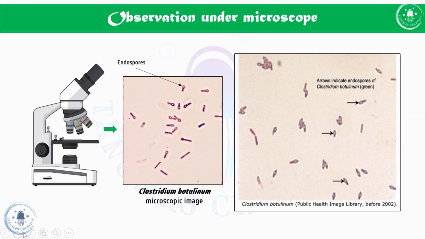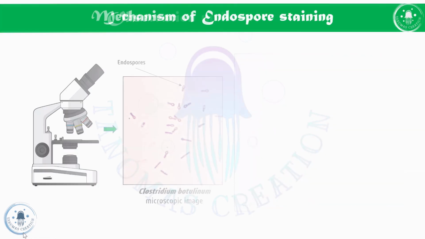Now this is the image provided by the Microbe Library. Here you can see in the Clostridium botulinum the spore has taken the green color, and the pink is the vegetative cell. Okay, so this is how it will look under the microscope. The green will be the spore and the vegetative cell will be pink in color.